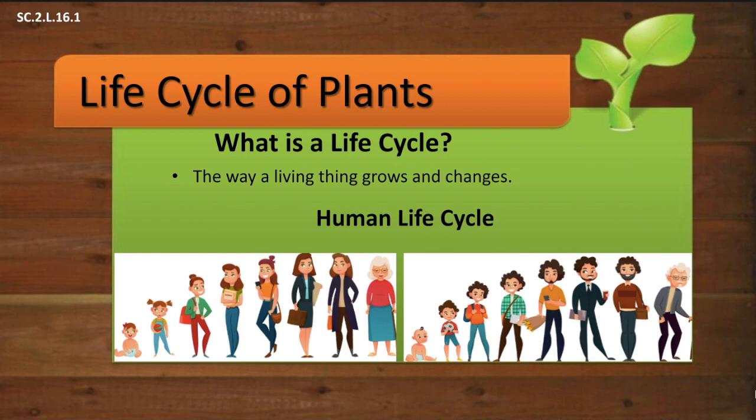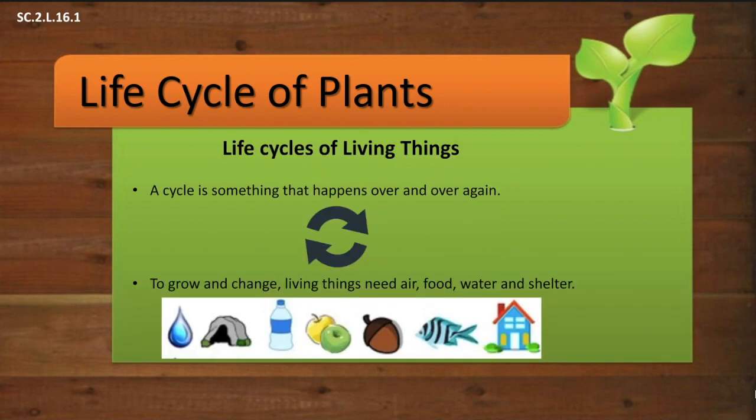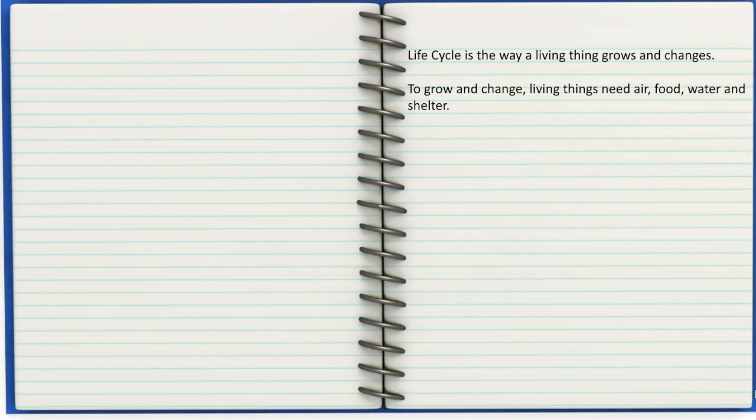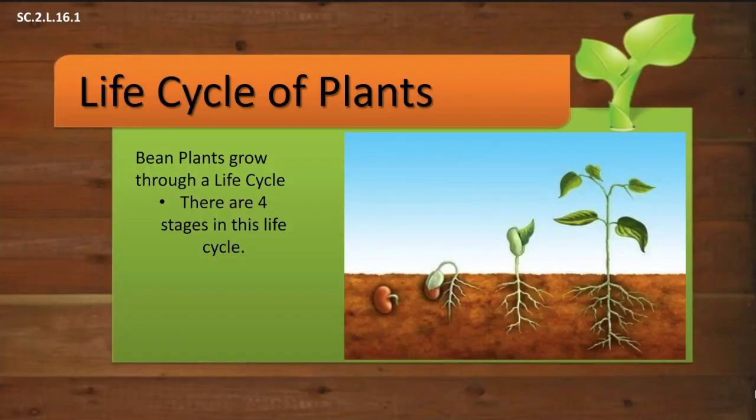We know what a life cycle is. It's the way living things grow and change. A cycle continues. It happens over and over again. There are 4 stages in the life cycle of plants.